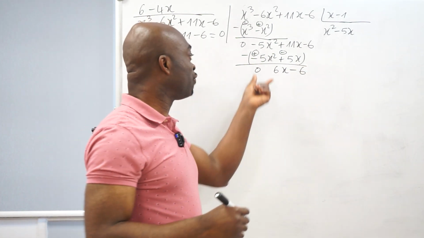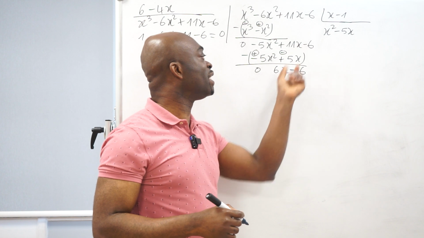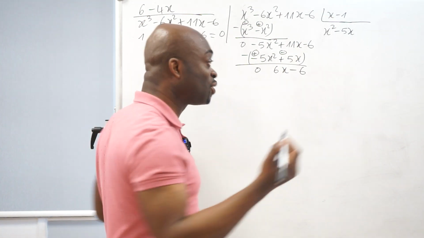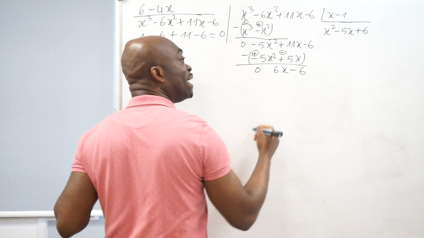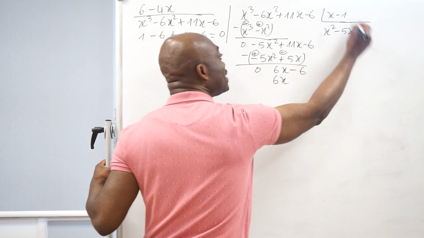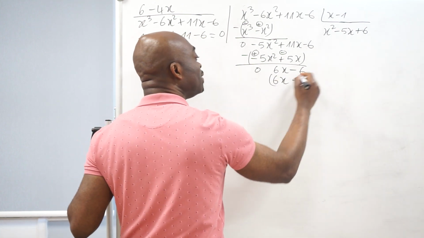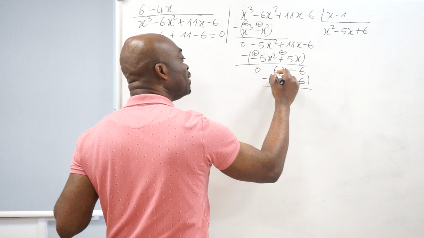So again, first term here divided by the first term there. 6x divided by x is going to give us what? 6. So plus 6. So 6 times x is 6x. 6 times negative 1 is negative 6. And then again, we subtract it.